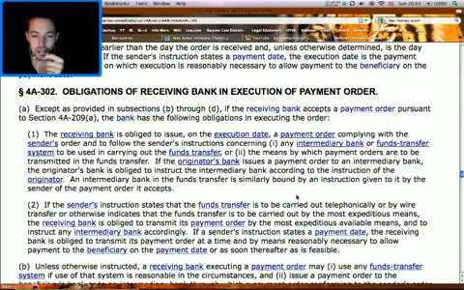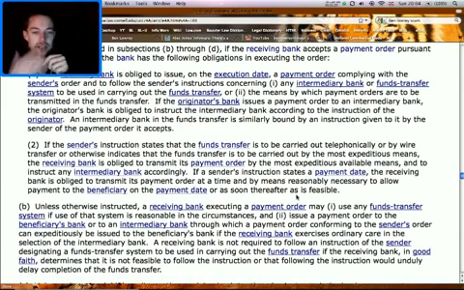If the originator's bank issues a payment order to an intermediary bank, the originator's bank is obliged to instruct the intermediary bank according to the instruction of the originator. An intermediary bank in the funds transfer is similarly bound by an instruction given to it by the sender of the payment order it accepts. If the sender's instruction states that the funds transfer is to be carried out telephonically or by wire transfer, or otherwise indicates that the funds transfer is to be carried out by the most expeditious means, the receiving bank is obliged to transmit its payment order by the most expeditious available means and to instruct any intermediary bank accordingly.